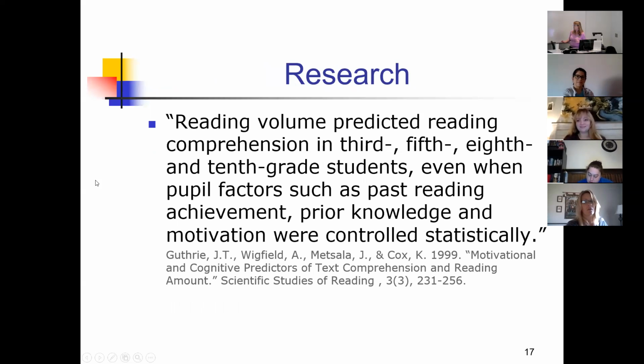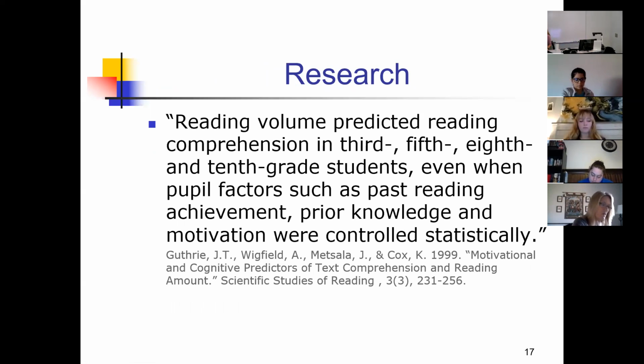All right. And then research, just kind of keep in mind, reading volume predicted reading comprehension in 3rd, 5th, and 8th and 10th grade students, even when pupil factors like past reading achievement, prior knowledge, and motivation were controlled statistically. That's a big way of saying what was the biggest indicator of their ability to read. Volume, the amount a student reads is going to improve their reading more than any other factor.